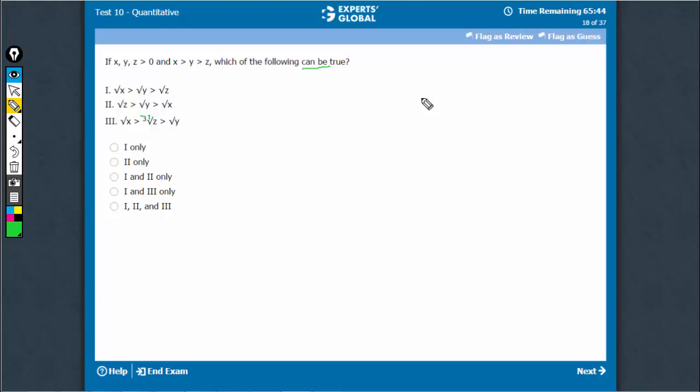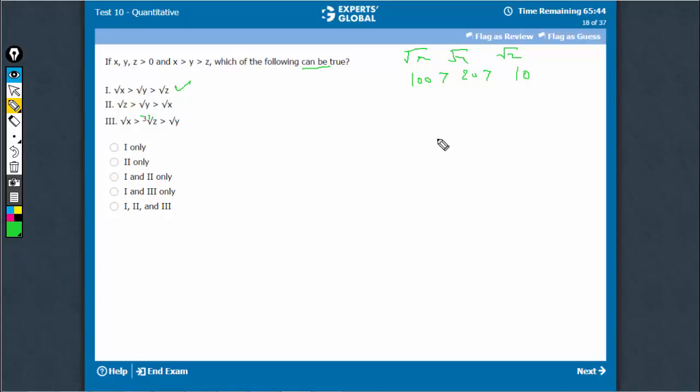So one is definitely possible when, say, X is a big number, Y is a relatively small number, and Z is a relatively smaller number. So X is greater than Y is greater than Z, and of course square root values will be respectively bigger. So one is definitely possible. Come to statement 2.